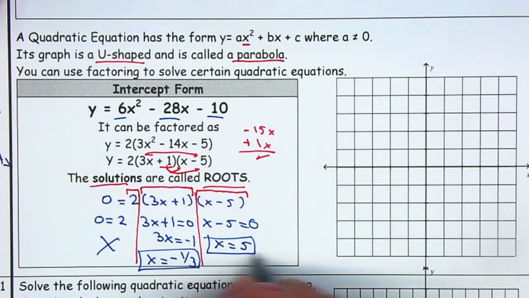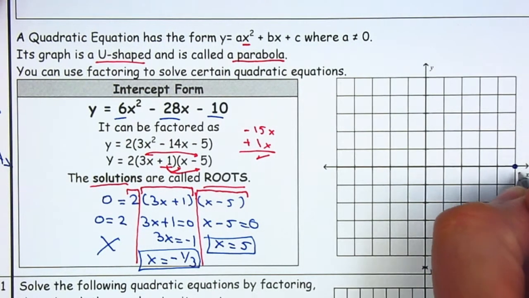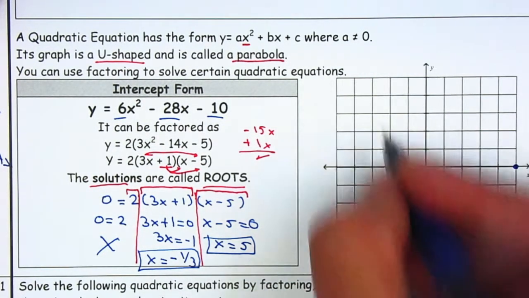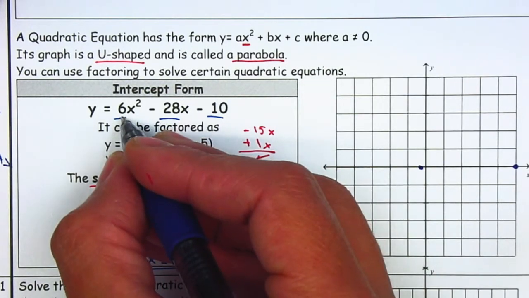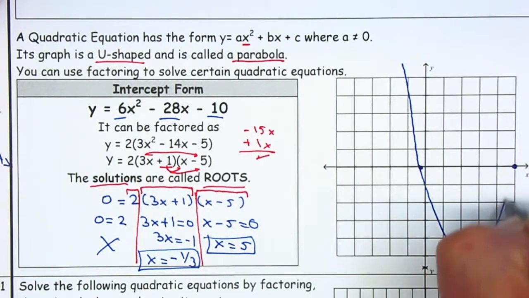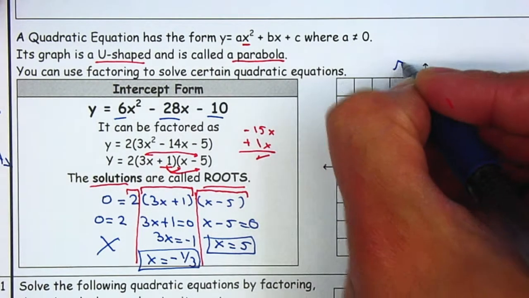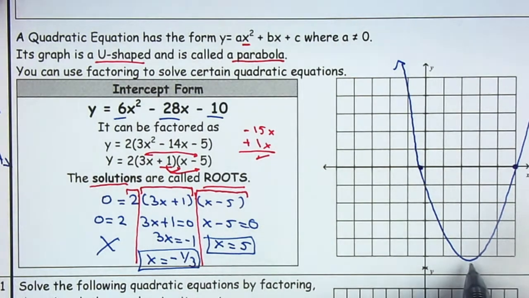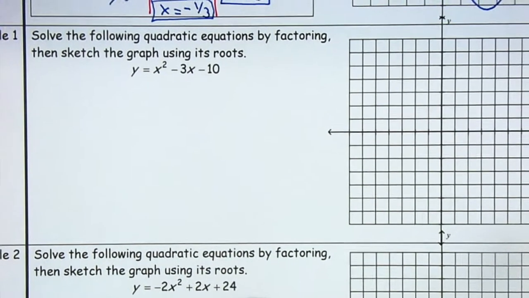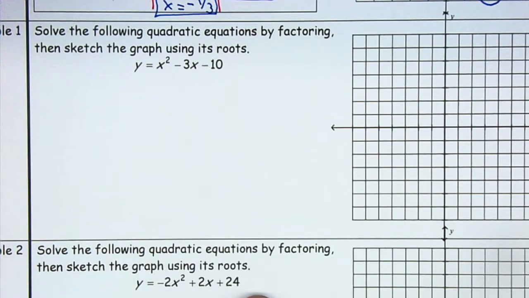The x-intercepts mean that the graph is going to cross the x-axis at 5 and negative 1/3. And this parabola will be facing up because that first number, the coefficient of x squared, is positive. At this point, it doesn't matter how deep you go on your shape of the parabola, because to find the depth or the lowest point, we'll have to find the vertex. But we're not going to focus on the vertex right now. Let's go to example number 1. It says solve the quadratic equation by factoring, then sketch the graph using its roots.